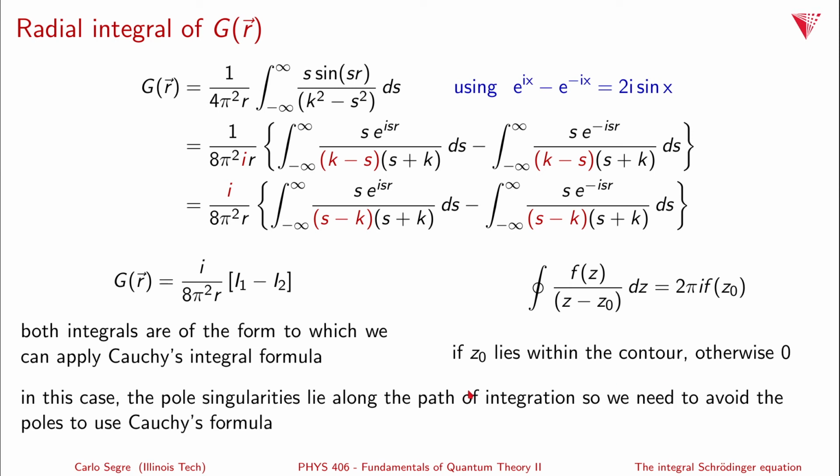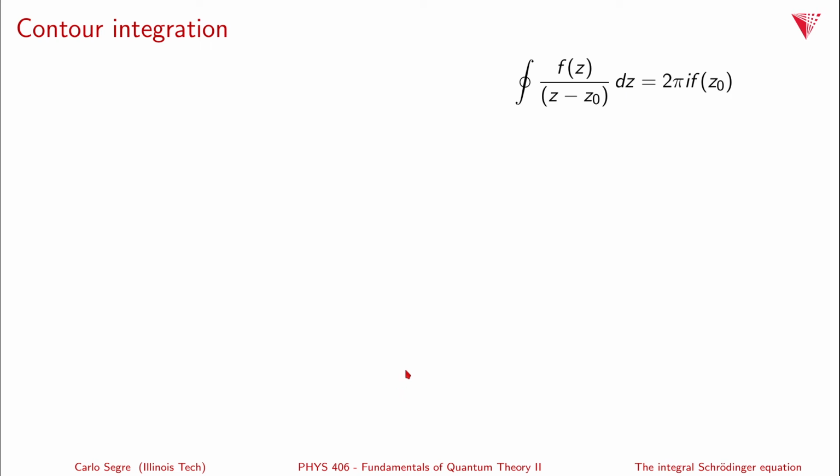So in this case, we have pole singularities along the path of integration, right? We have s minus k here and s plus k here. And so we have poles that we have to deal with. So we need to avoid the poles and integrate around with a contour using Cauchy's formula. And we can do that relatively simply. So here's Cauchy's formula again.